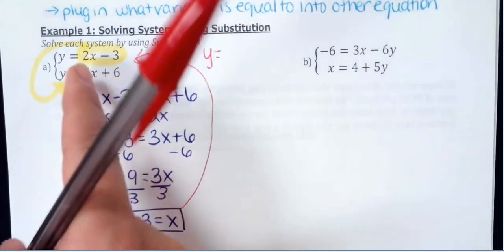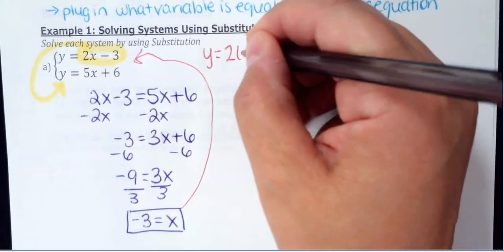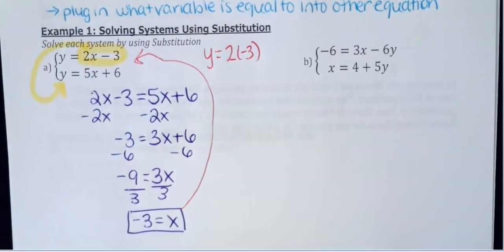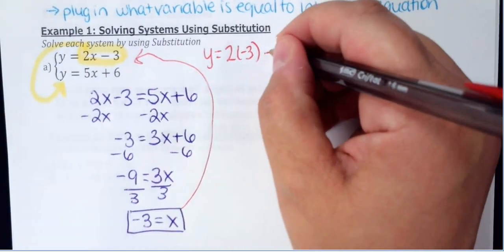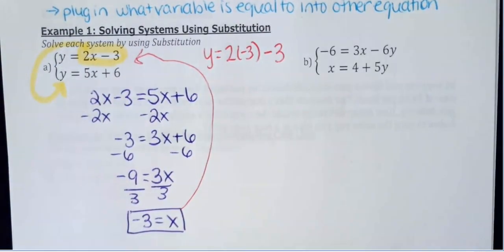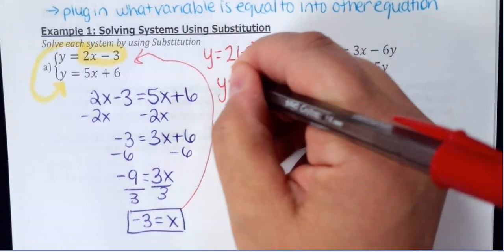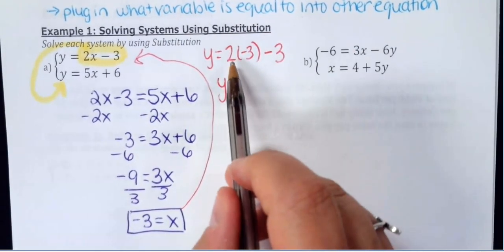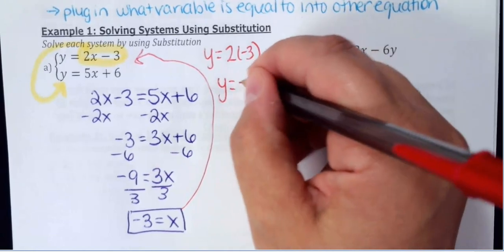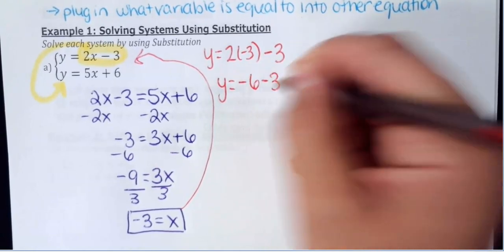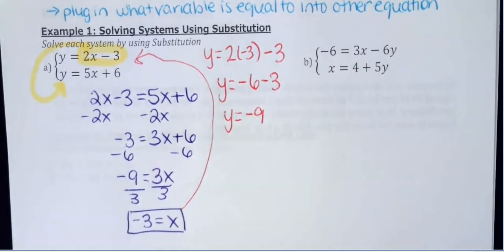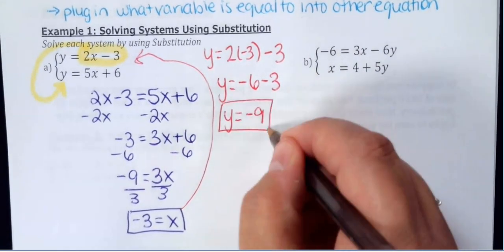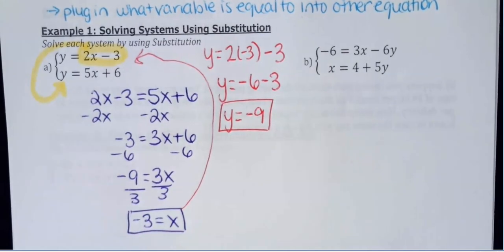So the first one says y equals 2x, but now I know that x is negative 3. So I just substitute this in place of the x. It's 2 times negative 3 minus 3. And of course, you guys can grab a calculator if you want to, or you can do this by hand. Let's see, 2 times negative 3 would be negative 6, and then I would subtract 3 from that. So the y coordinate of the point where these guys are going to intersect is going to be negative 9.